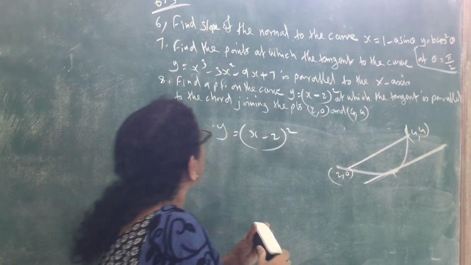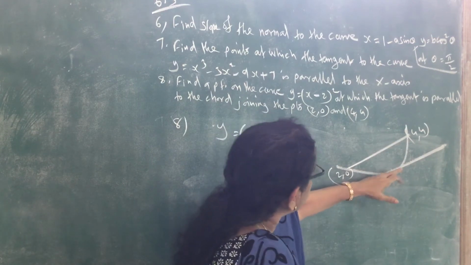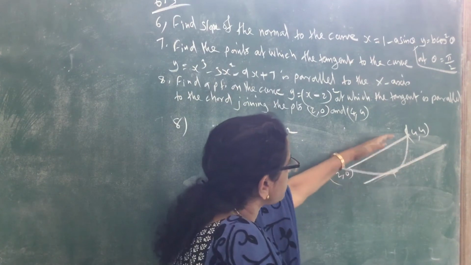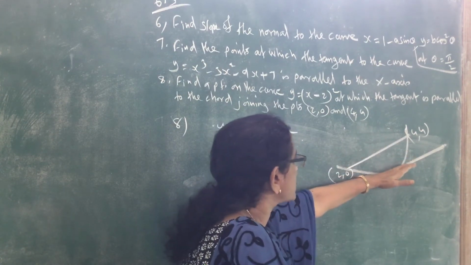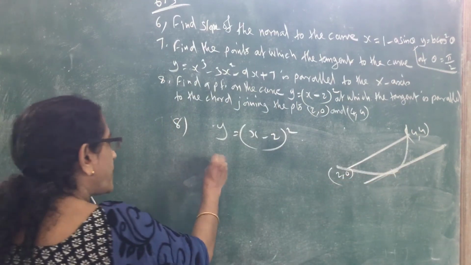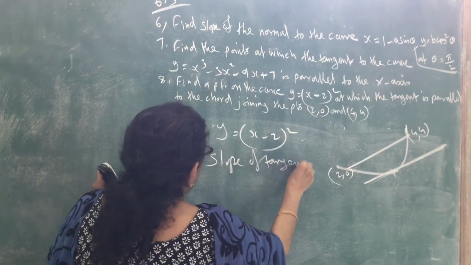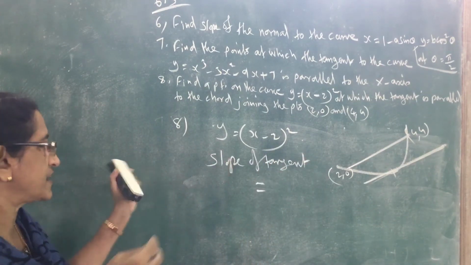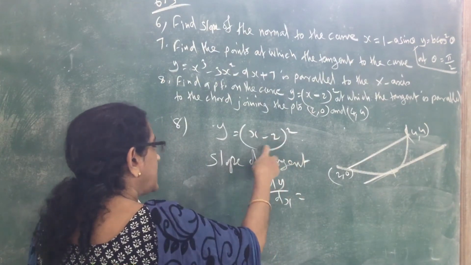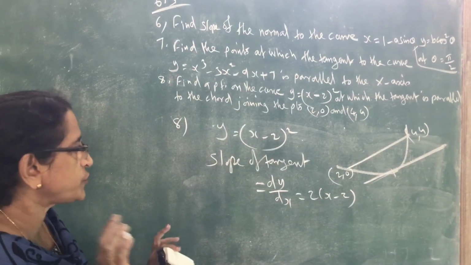So we have to find the point on the curve at which the tangent is parallel to the chord. Tangent parallel to chord means the slope of the tangent equals the slope of the chord. The slope of the tangent means dy/dx, the derivative of y, that is 2(x − 2) times the derivative of (x − 2), which is 1. So 2(x − 2).